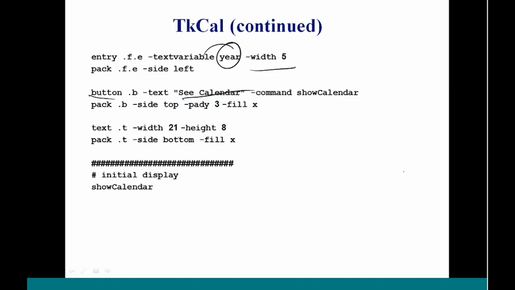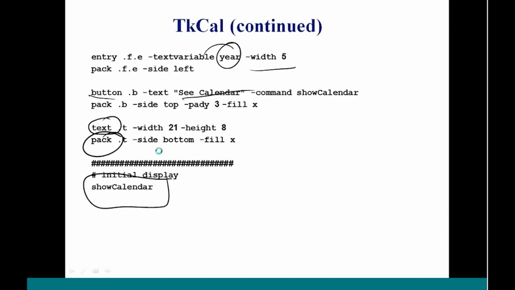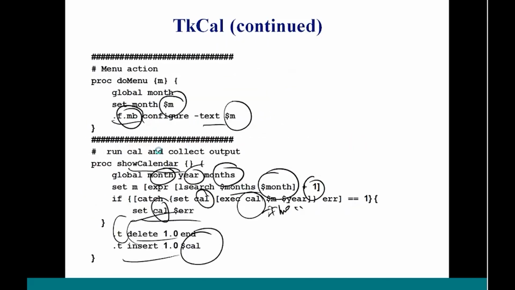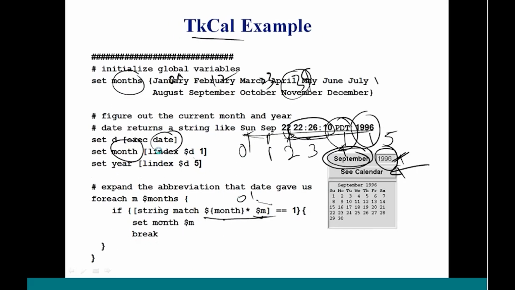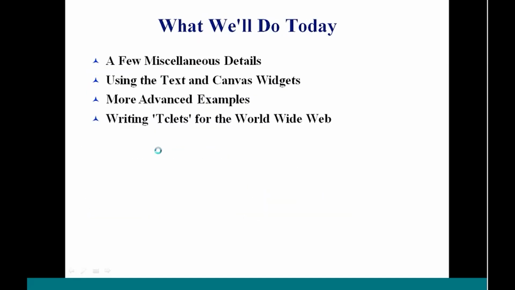And then that also has a text width and various parameters there. So this is the text command, which is a text window, and then we pack it, and we say the initial display is show calendar. Okay, so this is one full example of a typical calendar, a Tk calendar. I think you can try this out first in your free time, and see how it works, and then it will become pretty much self-explanatory.